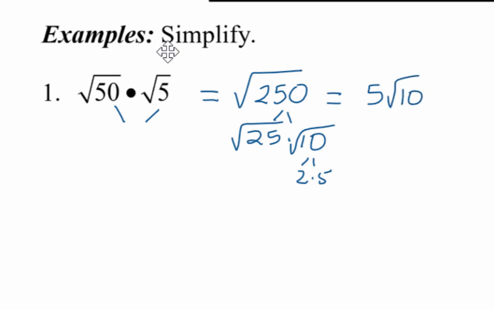The index has to match. The radicands don't. You can multiply inside of the root and then simplify by pulling out the perfect squares or cubes or whatever. Okay? All right. Let's go over here to the next one.